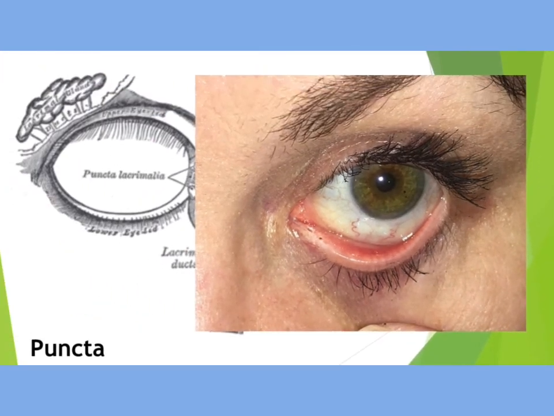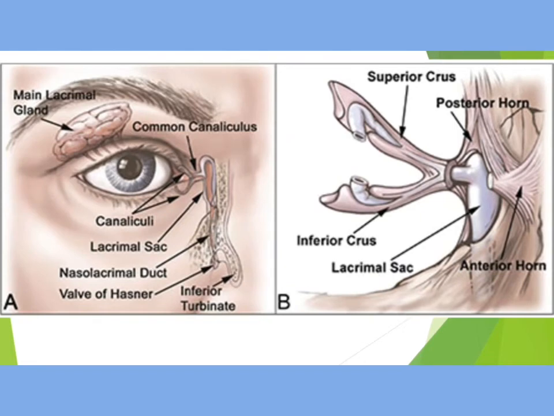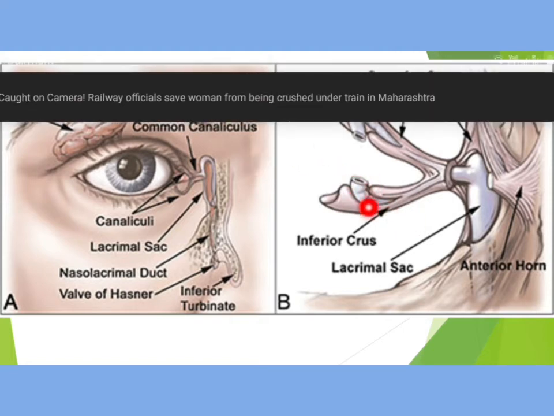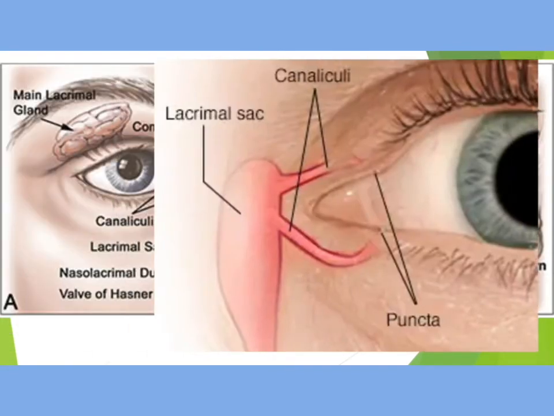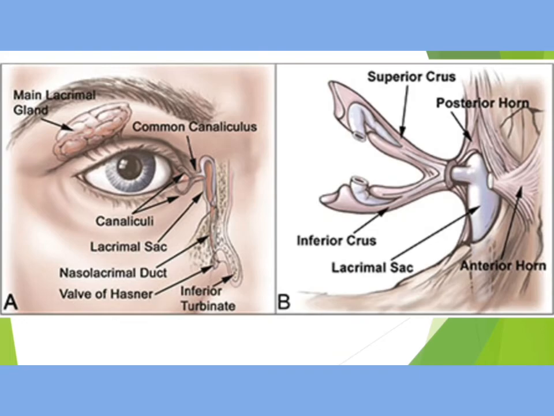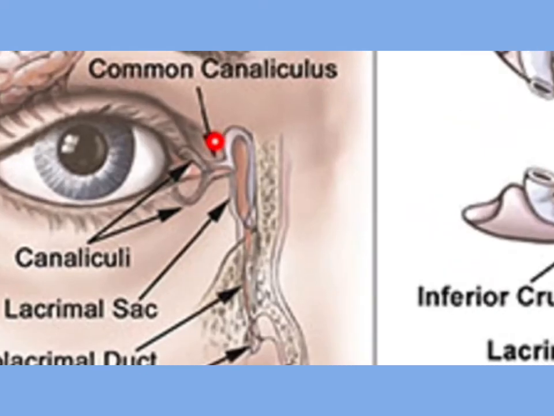So this is the punta. Now let's move to the canaliculi. As you can see here, the canaliculi are marked. The punta is the hole through which the tear enters, and the canaliculus is the pathway. The canaliculus is the passage by which the tear reaches the lacrimal sac. Many times these two canaliculi join together to form a common canaliculus duct. Here you can see these two canaliculi are joined together to form this common canaliculus.